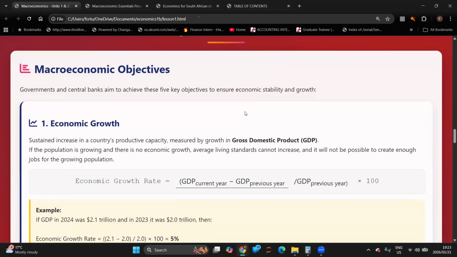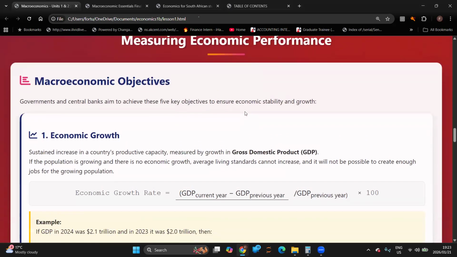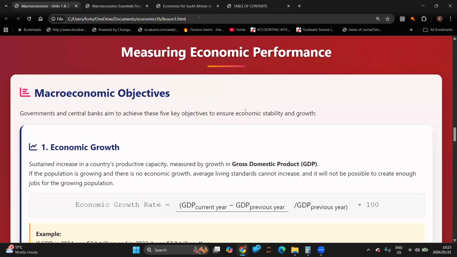So now we need to look at measuring the performance of an economy. When you're looking at measuring the performance of an economy, you would want to understand how do we measure it. What are the key metrics? What are the key performance indicators? In some modules, we call them key performance indicators. What is it that you're going to be using when it comes to measuring the performance of an economy?